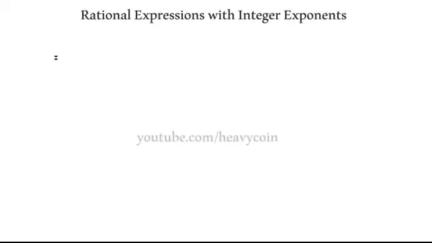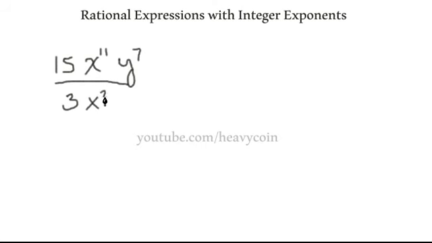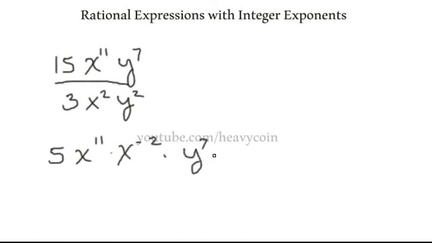Alright, let's look at another one here. So let's say we had 15 x to the 11th and y to the 7th, and that's all over 3 x squared y squared. So I'm going to rewrite this. First off, 3 goes into 15 5 times, so let's just get that out of the way. Bring this x squared to the top, so that becomes x to the negative 2. Y to the 7th times, bring this y squared to the top, so it becomes y to the negative 2.